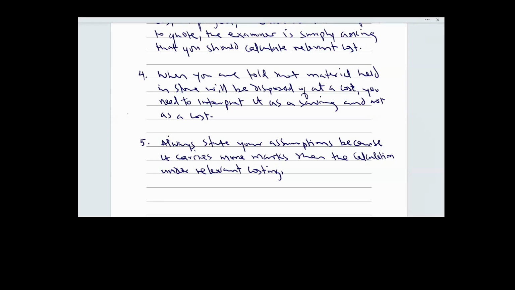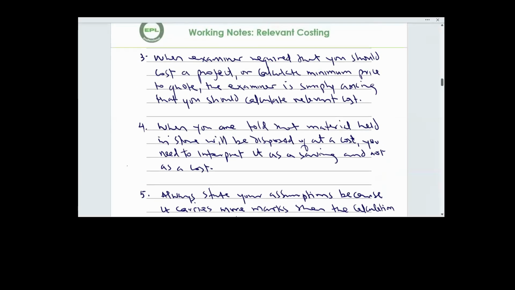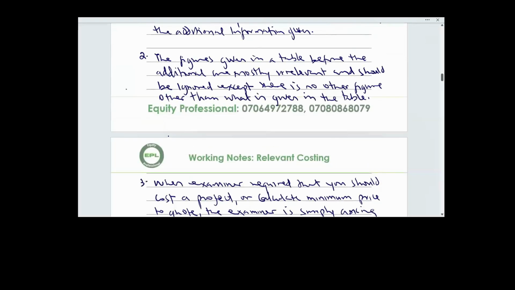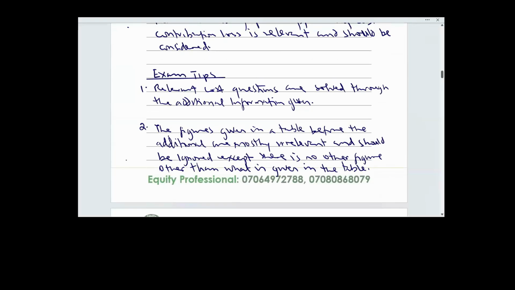Just explain. Assumption is not something you are going to fabricate. It's already there in the question. Just explain to the examiner how you treat the question. That's all. That's what the examiner is asking you. So these are the 5 points you need to take into consideration when you are solving a relevant costing question.